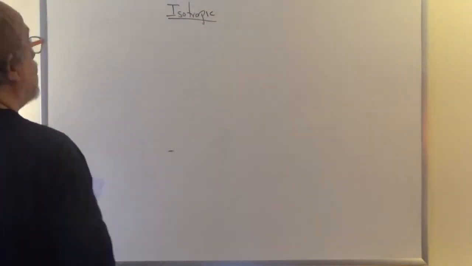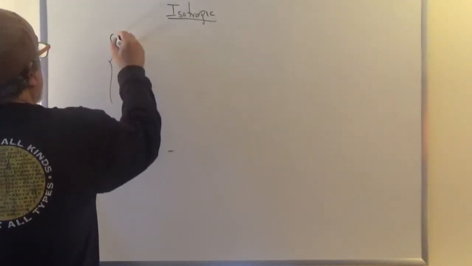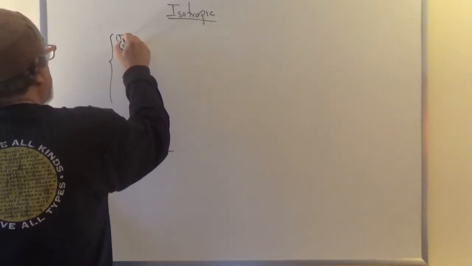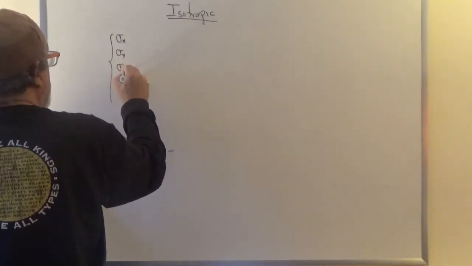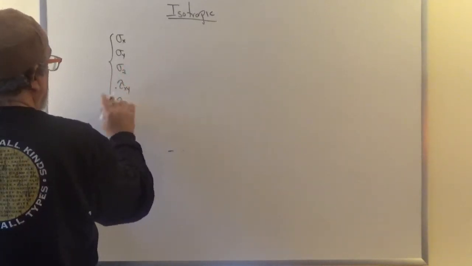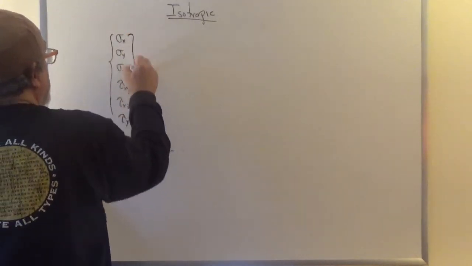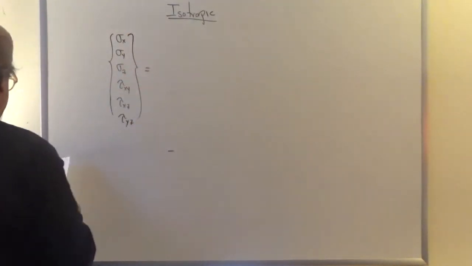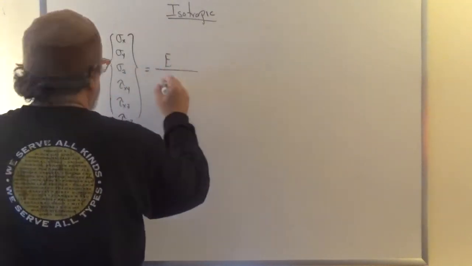You know, the stuff that you just say epsilon is equal to, sigma is equal to E times epsilon. Well, this is the real thing, right? Now, sigma x, sigma y, sigma z, tau xy, tau xz, and tau yz, right? Those are all the stresses. And how are they related to the strains? Well, they're related to the strains like this.